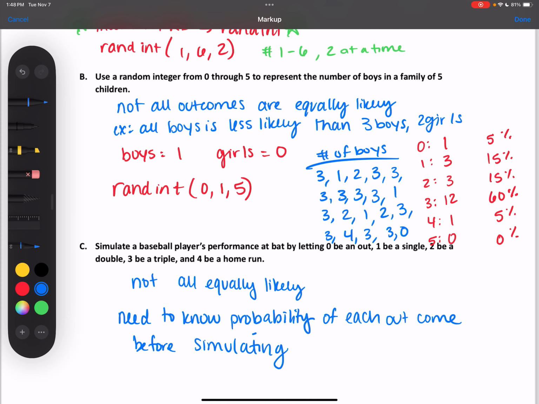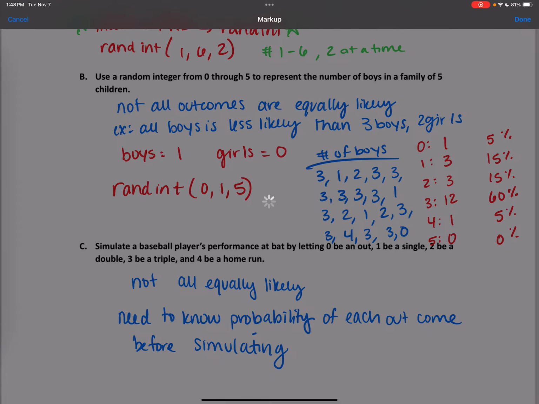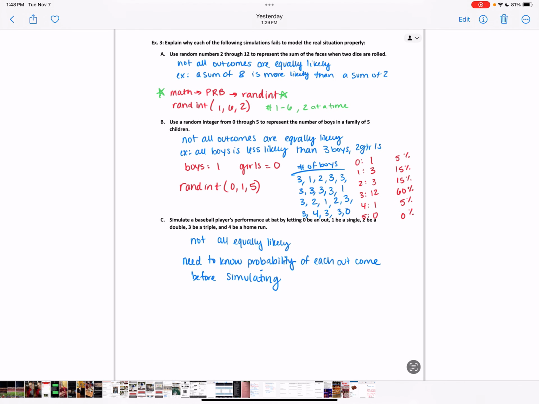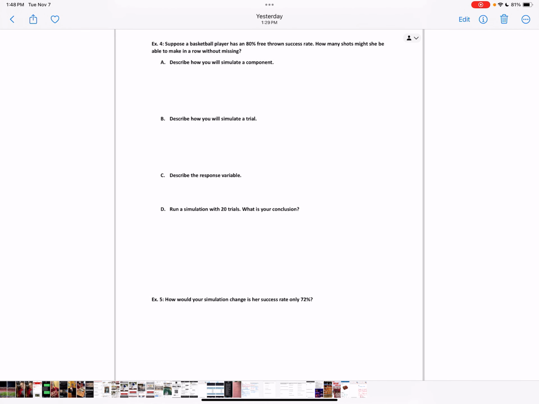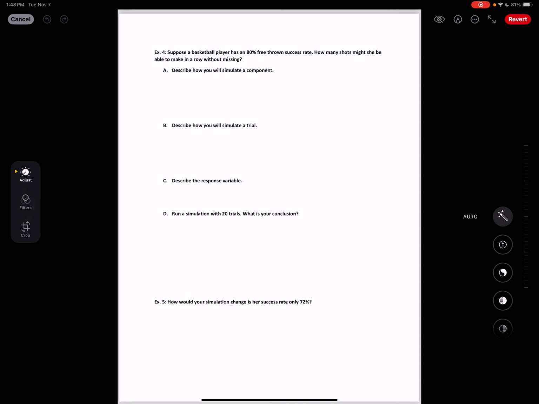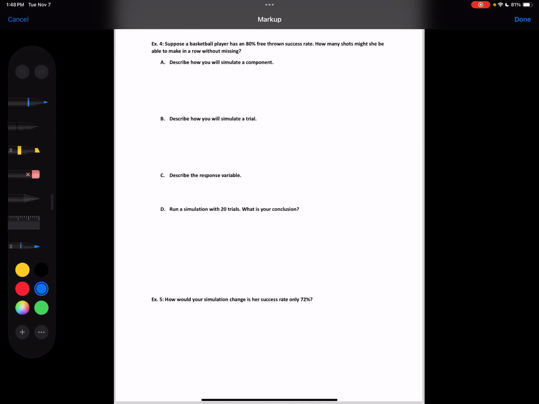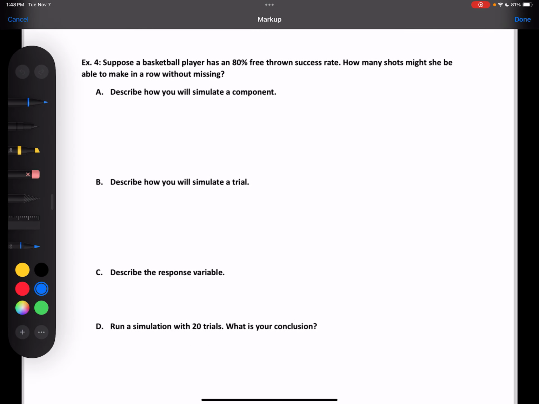Oh look, we're getting ready to do a free throw problem. I didn't even know it was next. I knew it was in this unit, but I didn't know it was next. I wish I had an 80% free throw success rate. I don't know what my free throw success rate would be, but I'm sure it would be really low. Maybe single digits. 10%.